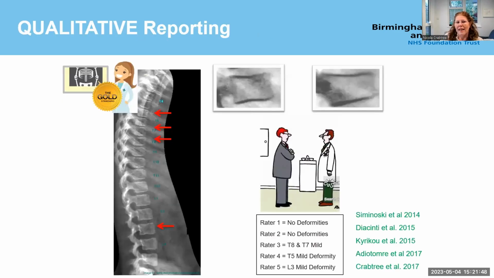So the qualitative reporting, well, we've briefly looked at that and seeing how that's absolutely fine for looking at moderate and severe vertebral fractures. But when we're trying to identify mild vertebral fractures, there's a great deal of disagreement. And there's disagreement between radiologists, and there can be disagreement between one radiologist when they look at one image on one day and when they look at it another day. And the problem is it's very difficult to see these subtle changes.